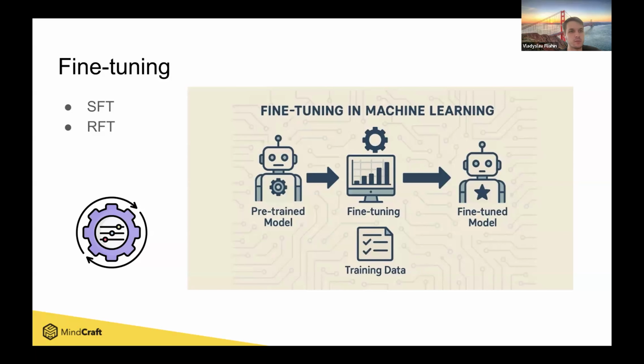The next one. As a way to improve your custom metadata extraction, there are two ways, except for the basic single shot, few shots, and so on. There are two fine-tuning methods. One is supervised fine-tuning, and the second one is reinforcement fine-tuning.